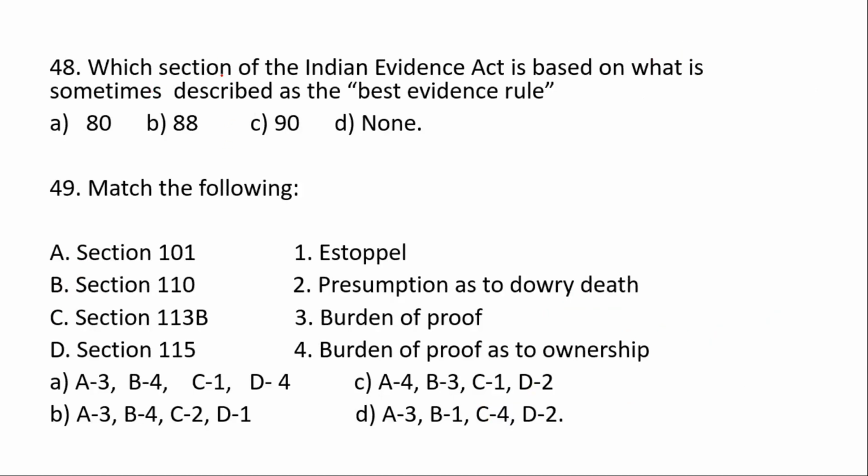Question number 48. Which section of the Indian Evidence Act is based on what is sometimes described as the best evidence rule? 80, 88, 90, none. So the correct option is none. The correct answer is the section that is sometimes described as the best evidence rule, that is section 91. Best evidence about the contents of a document is the document itself. Section 91 excludes oral evidence for proving the contents of a document, except in cases where secondary evidence is allowed to be laid under the relevant provisions of the Indian Evidence Act.